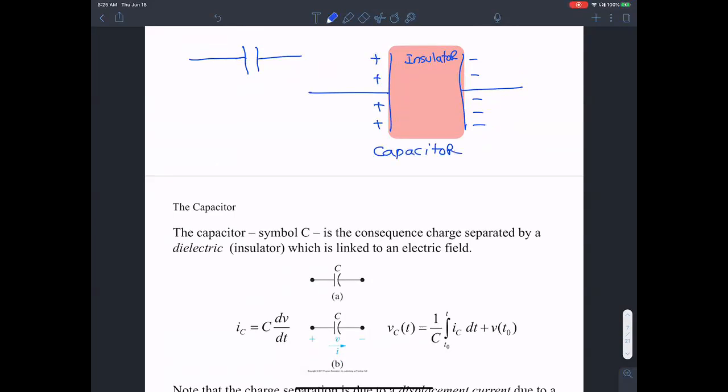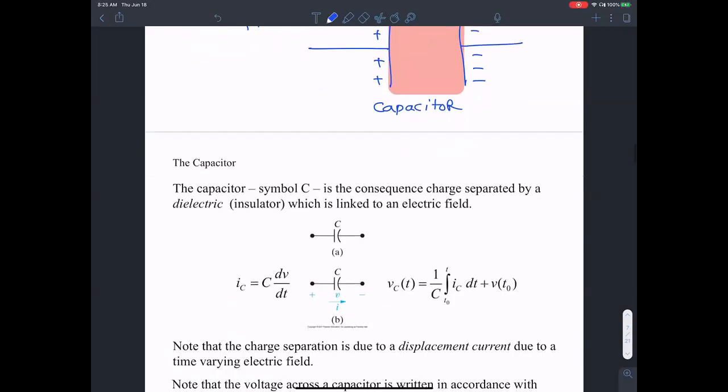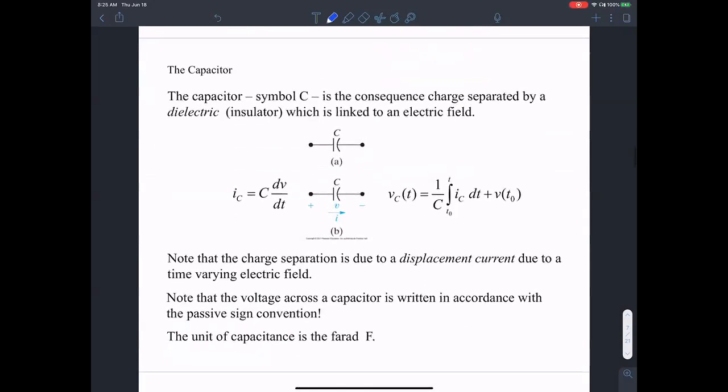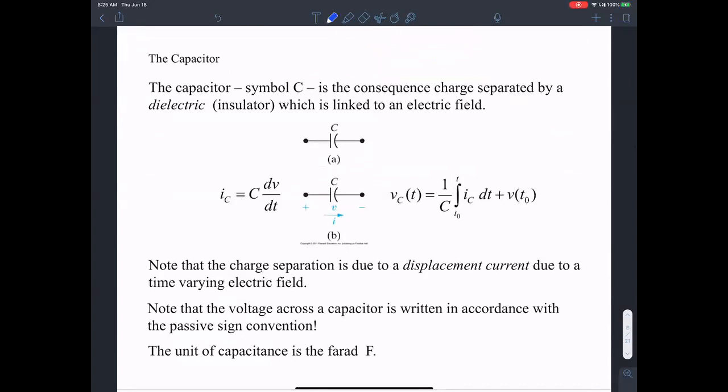Capacitor. Okay, so a capacitor, the symbol for that is C. It's a consequence of charge separated by an insulator. Okay, you'll see this coming into play over and over and over again in a bunch of different places that you don't expect. But whenever you see charges separated by an insulator, that leads to some kind of capacitance.